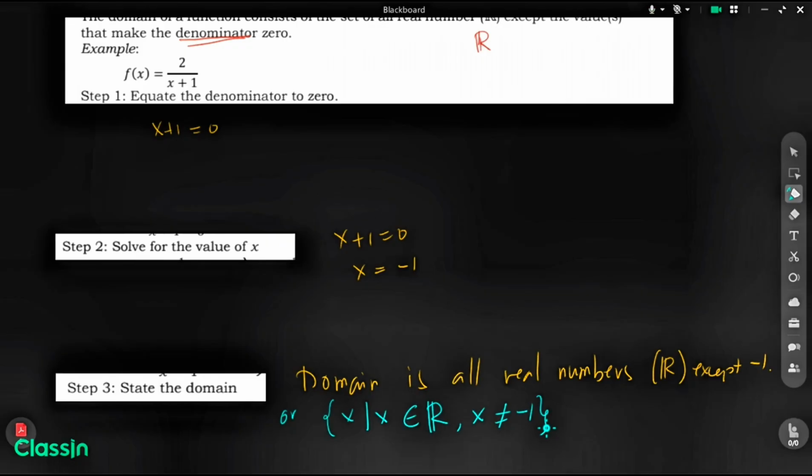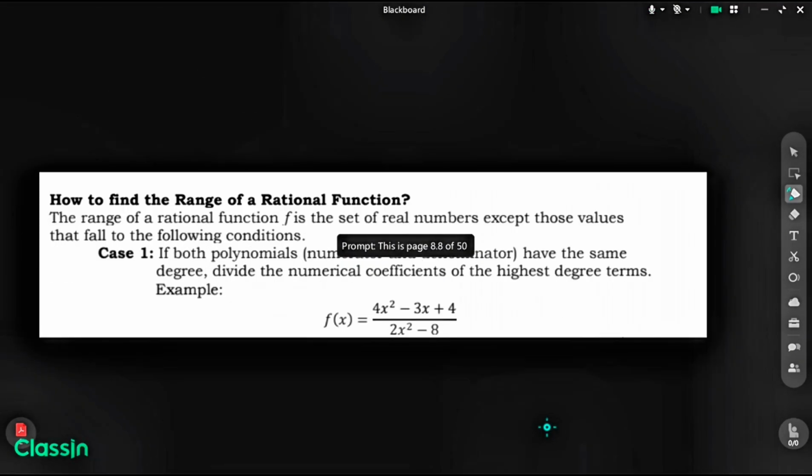Again, in order to find the domain, we just need to equate the denominator to 0, and that will be your exemption. Again, the domain will be all real numbers except the computed value of x, or except the number that will make the denominator 0. Okay, now let's move on.